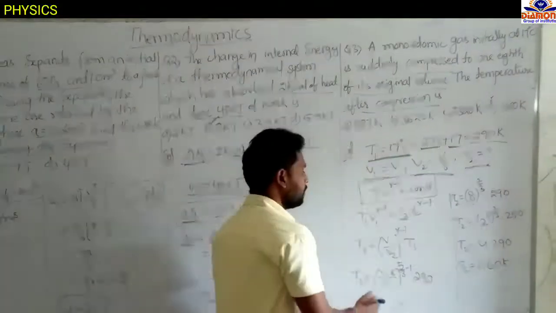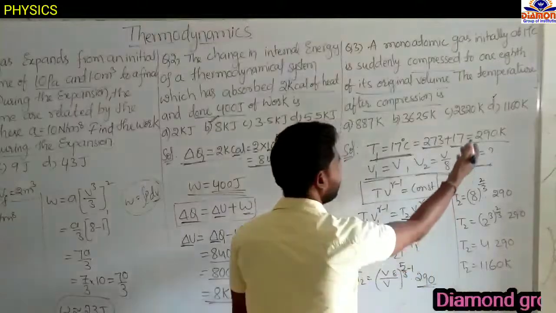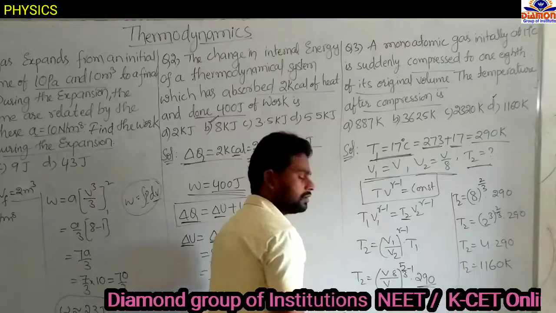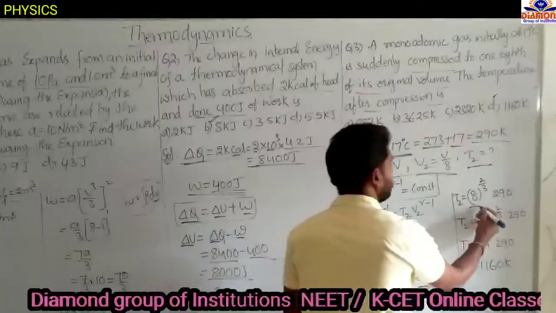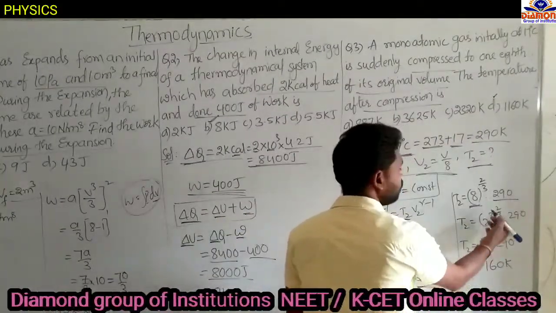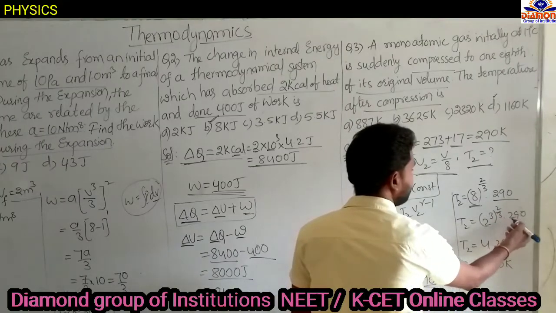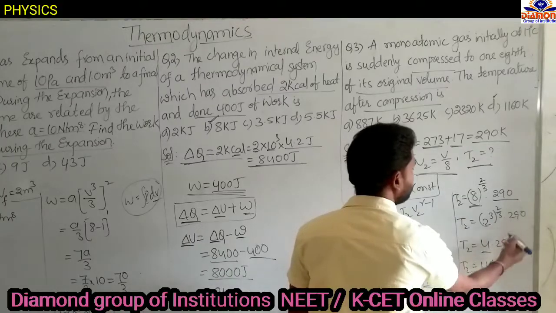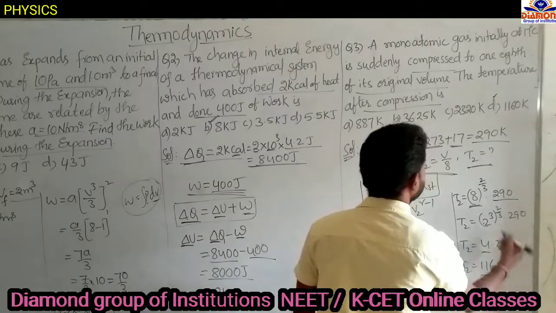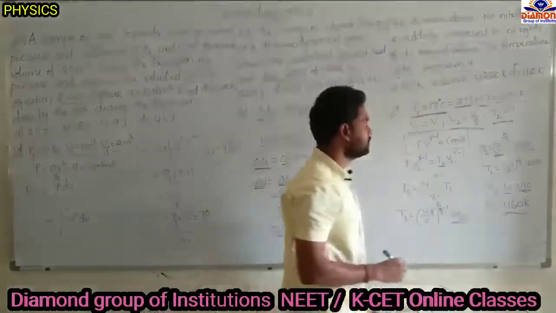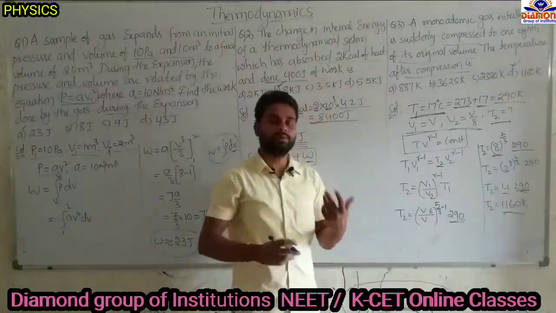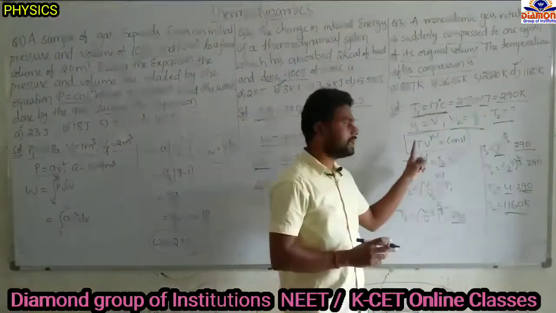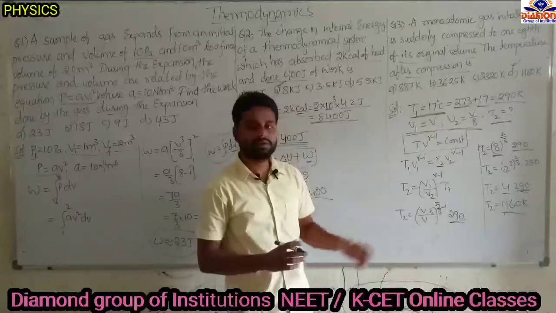T1 value is 290, already we found that. So 8 power, 5 by 3 minus 1 is nothing but 2 by 3. So 8 power 2 by 3 into 290. We can write 8 as 2 power 3, so 2 power 3 into 2 by 3, the 3 will be cancelled, and we get 2 squared, whose value is 4. 4 into 290 equals 1160 Kelvin. So D option is the right answer. This is the sudden compression adiabatic process. We have to remember the formulas in the adiabatic process. One formula I am using from that. Like this you have to solve the problems.